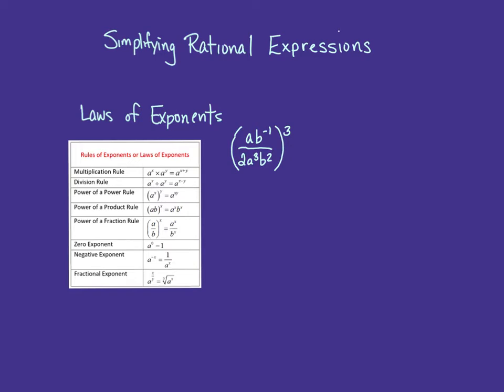And when you have the power of a product, it's a to the x times b to the x. So you're distributing that x to your two variables. Same thing with the fraction. You are distributing that exponent to both the numerator and denominator, giving you something like this. And anything to the 0 power is always 1. And anything to a negative power is going to be 1 over the variable raised to that power.